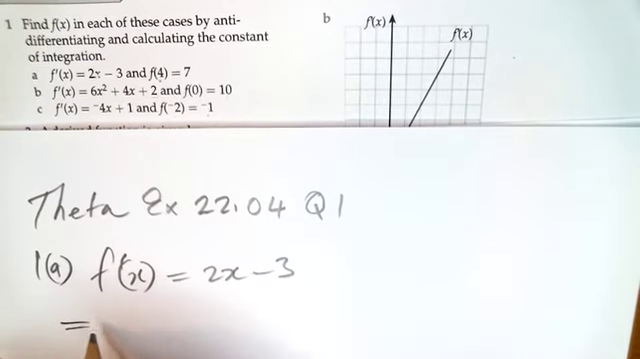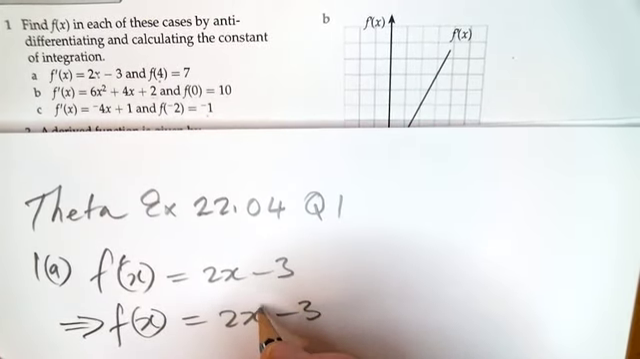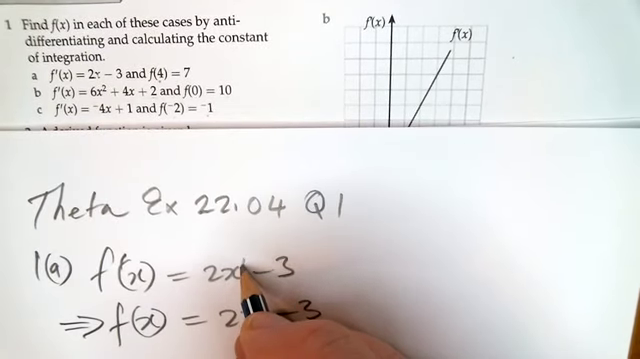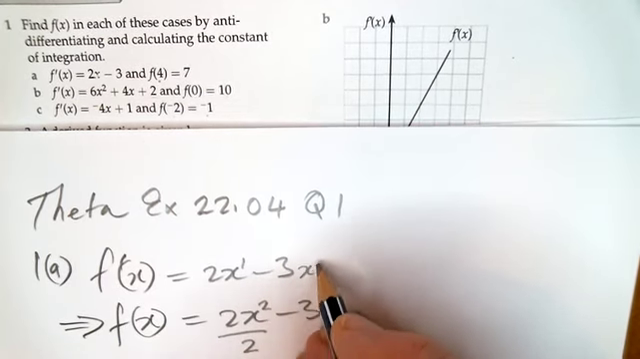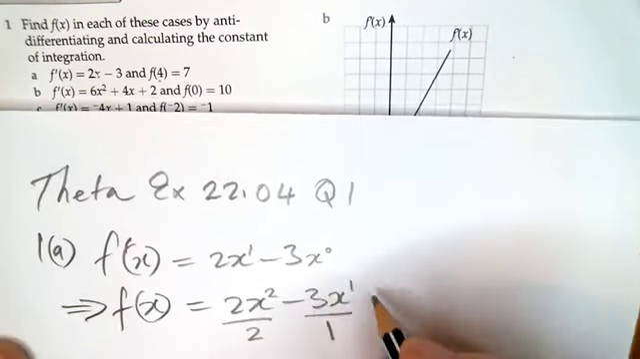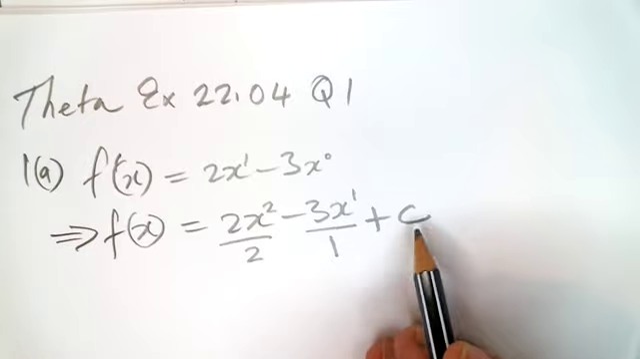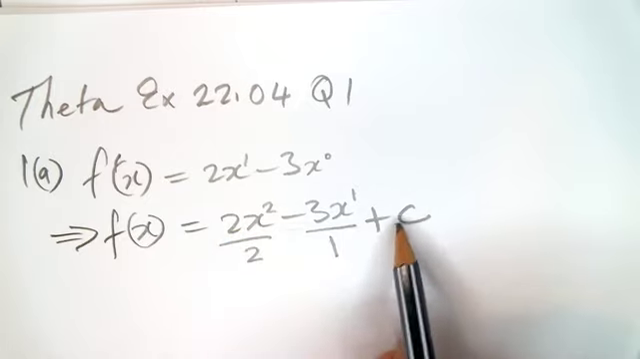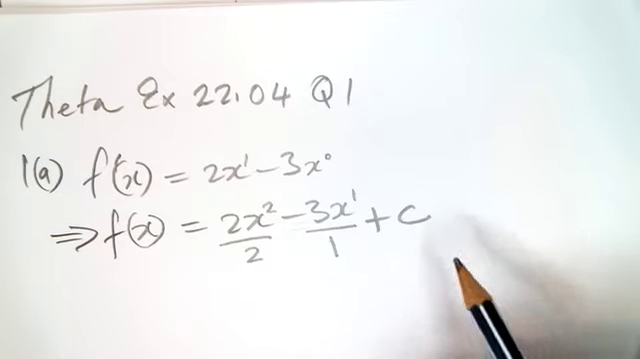That implies that f of x will be 2x minus 3 with an increase in powers. The x is really x to the 1, so it will now become x to the 2 divided by the new power. The 3 is really 3x to the 0, which will now become x to the 1 divided by that new power. Plus, of course, we add c, the constant of integration. This compensates for the fact that when this equation was originally differentiated, we lost the c term, any integer that was just tagged on the end.